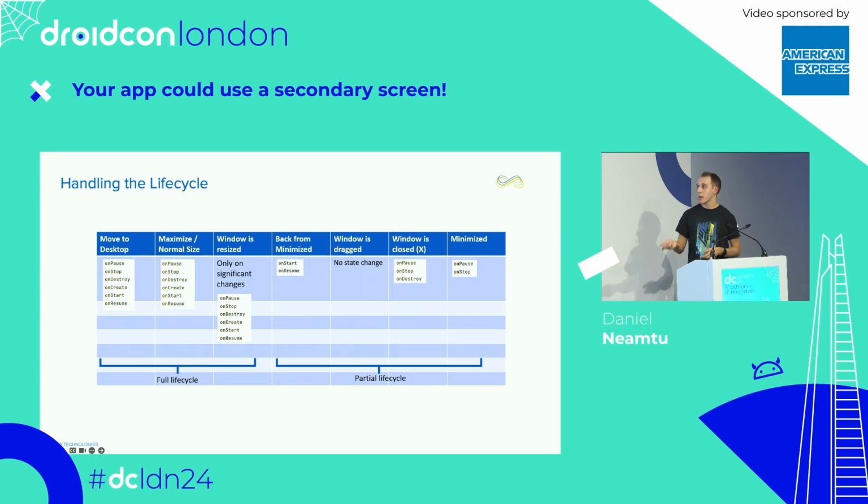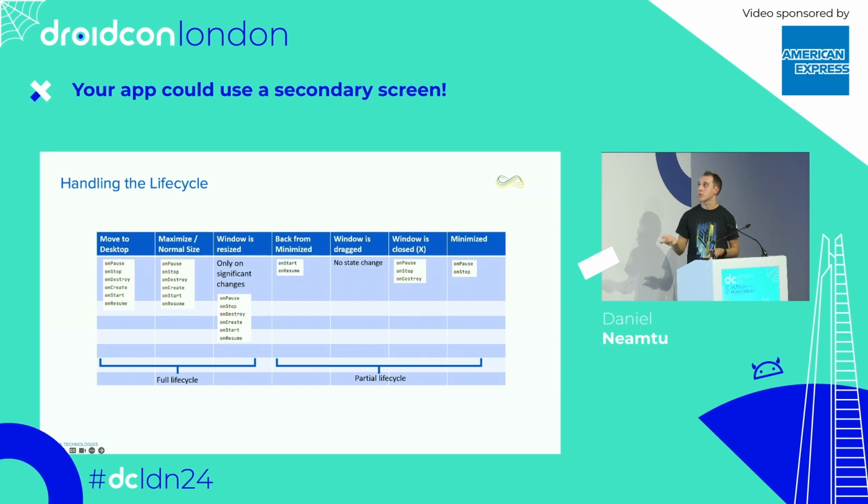When we're talking about partial life cycle, events could include back from minimized. Whenever we have our application in minimized state, that could be the same way as picking back the application from the recents on the phone. Windows dragged: whenever we are dragging the window across the desktop, it's not going to trigger any lifecycle event. When the window is closed, it's like closing the activity on the phone, so it's going to be the same also on the desktop.